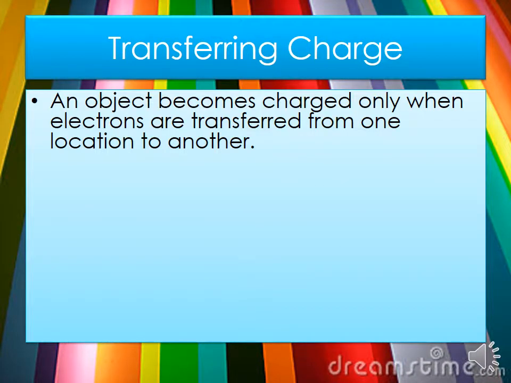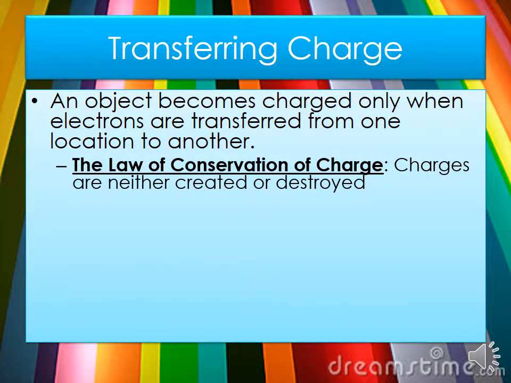Now, transferring charge. An object becomes charged only when electrons are transferred from one location to another. That's when it becomes charged, when the electrons are either moved from the atom or they've gained electrons. If they've gained electrons, they get an overall negative charge. If they lose electrons, they get an overall positive charge. The law of conservation of charge just says that charges are neither created nor destroyed, just like our conservation of energy. They're always transferred, never created or destroyed. So charges are just transferred.